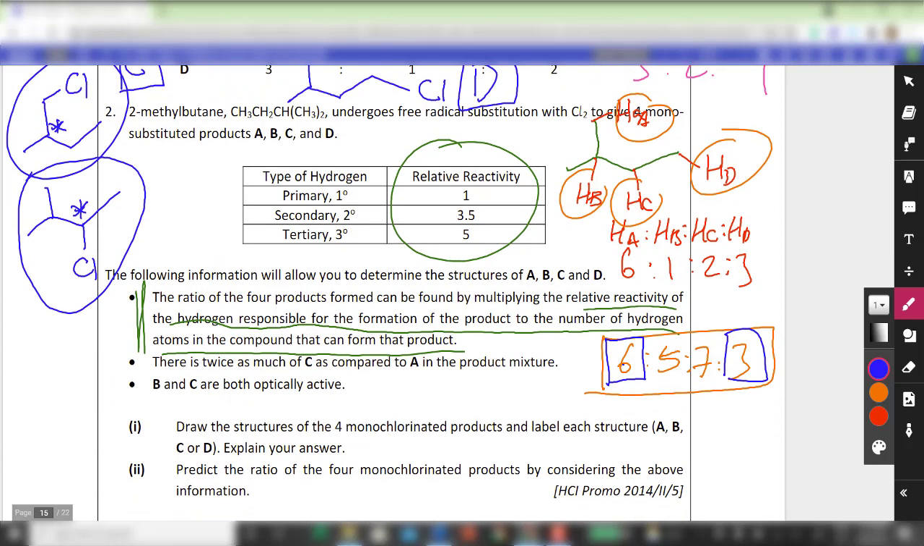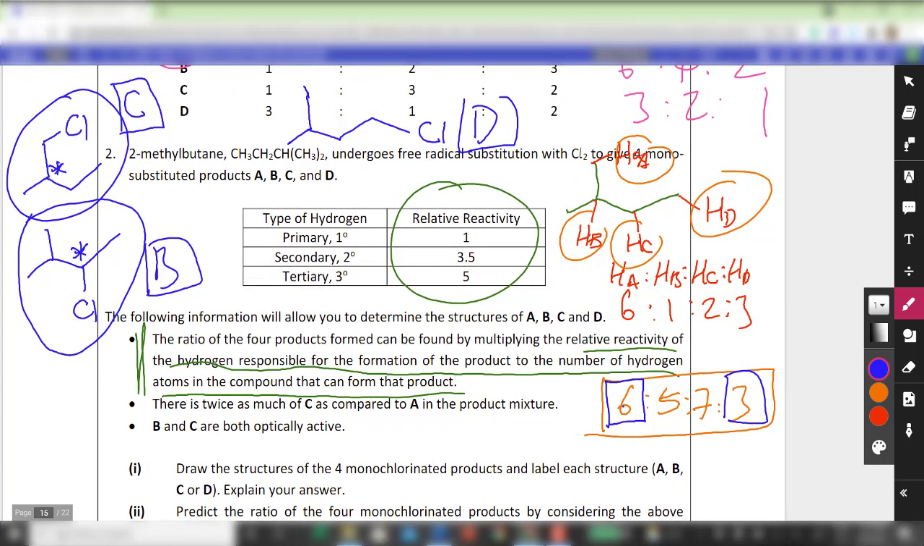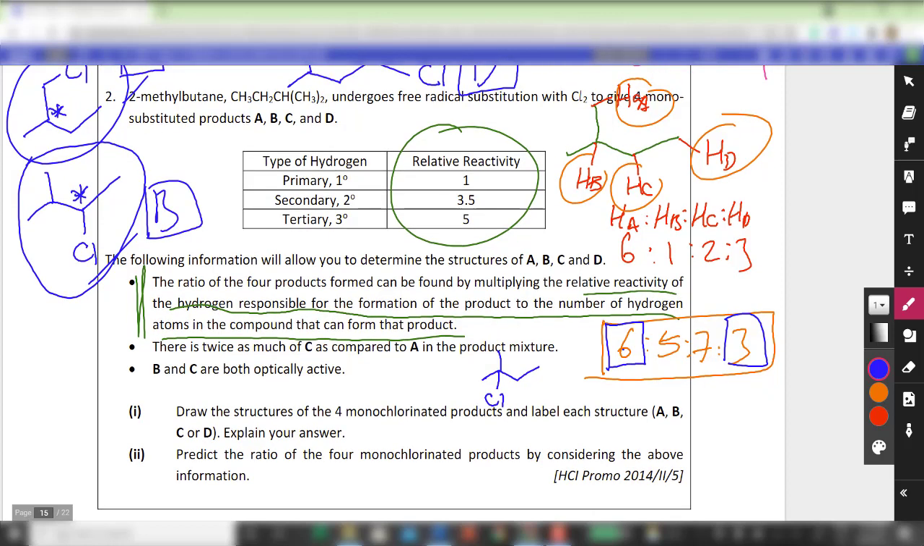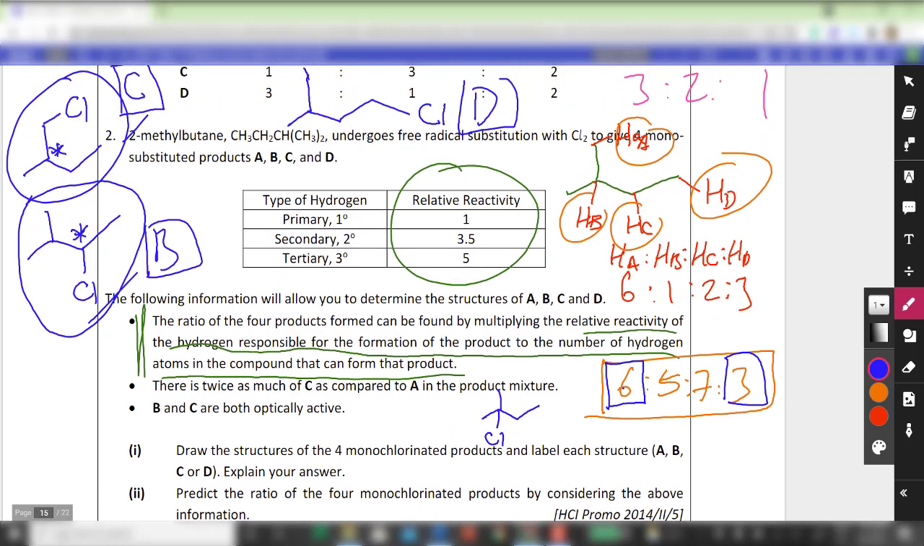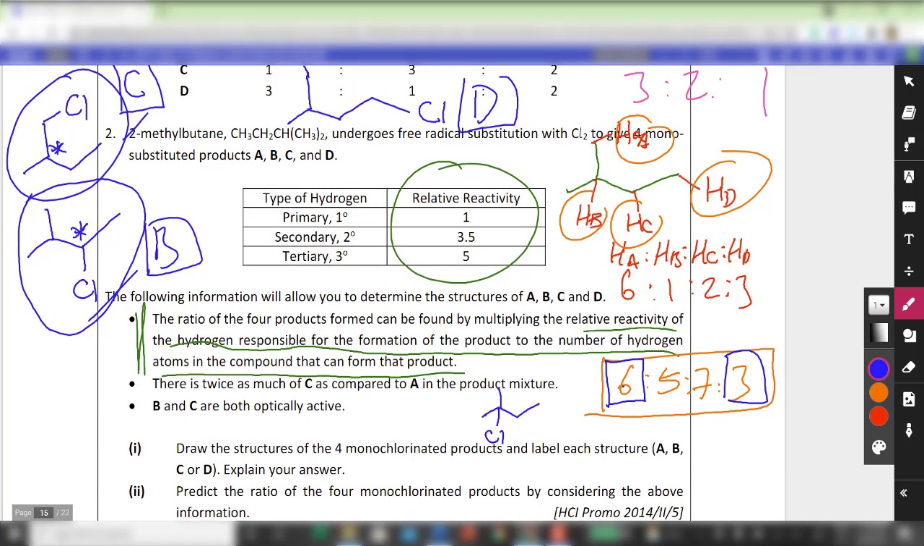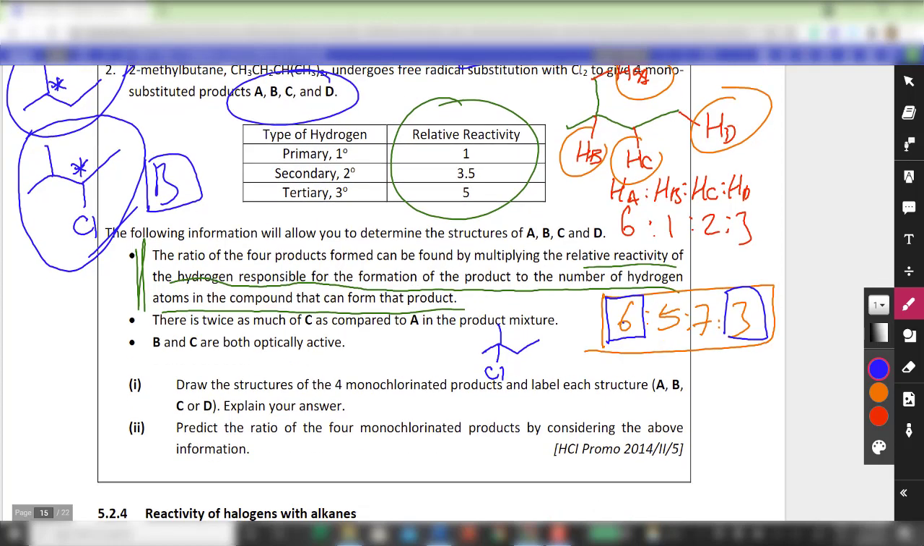Okay, and of course B will be this because you run out of options, because B and C are both optically active. So if C is this, B must be the other one, and therefore the final one D must be the one with the tertiary carbon, or the hydrogen for that matter. Okay, so with that coming into play, now they are asking you for the actual product ratio A to B to C to D.